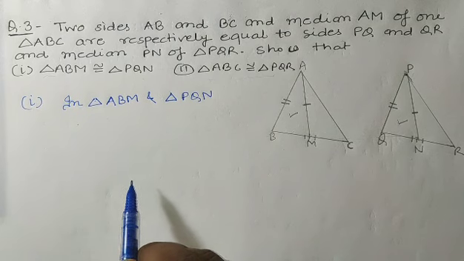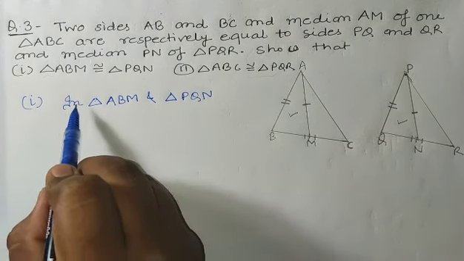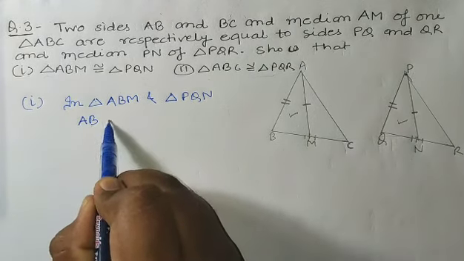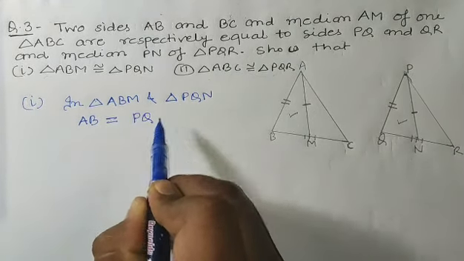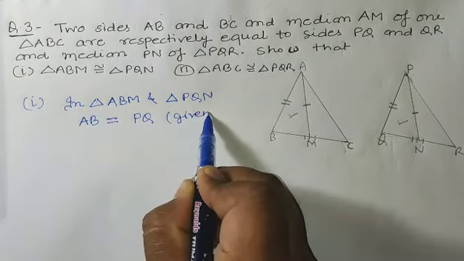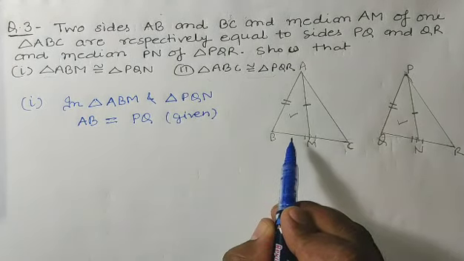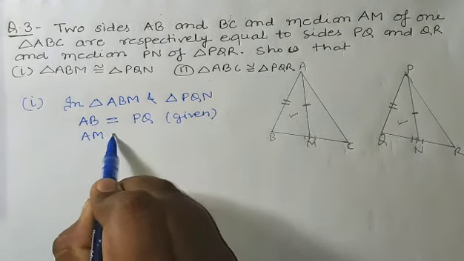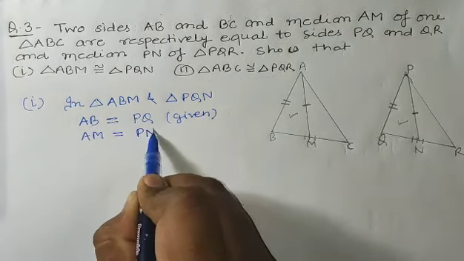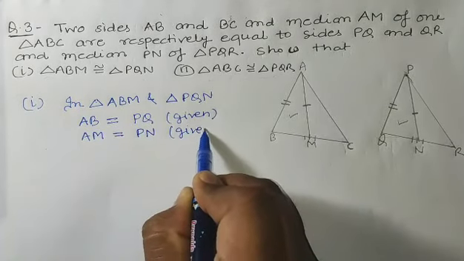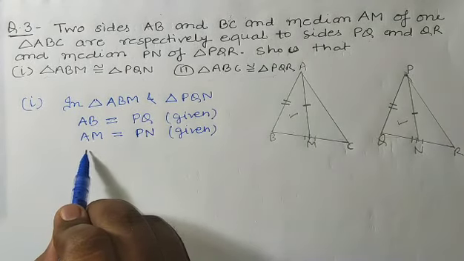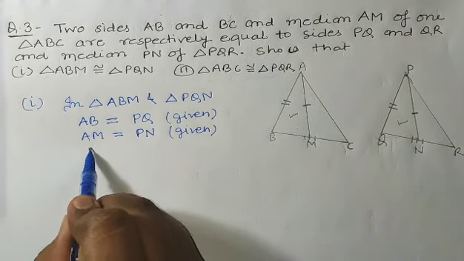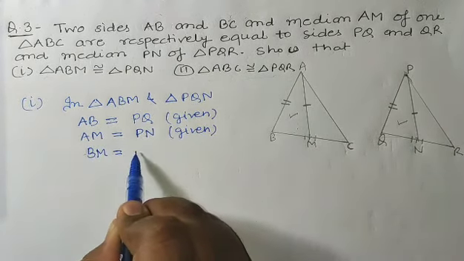Okay, in these two triangles, see how we can prove it. The first one is given, AB is equal to PQ. It is given. The second side AM is equal to PN. It is also given that their medians are equal. And the third side, in these two triangles BM will be equal to QN.